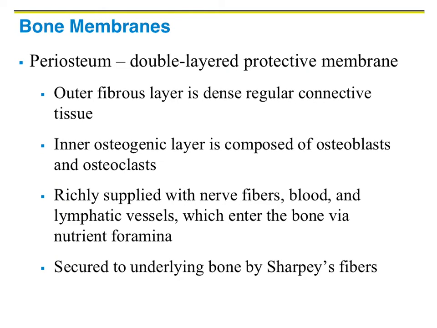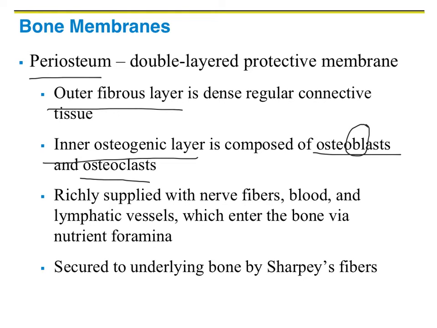Let's talk about the bone membranes. The periosteum is the outer layer. It's a double-layered membrane. The outer layer, or the fibrous layer, contains dense regular connective tissue. The inner or osteogenic layer is composed of osteoblasts. These are bone builders. I remember because of the B, osteoblast for building, and osteoclasts, which resorb bone.